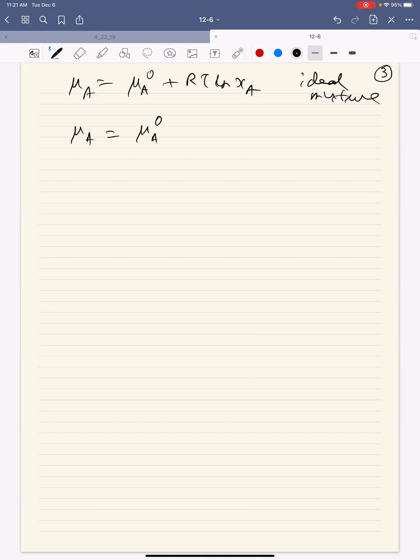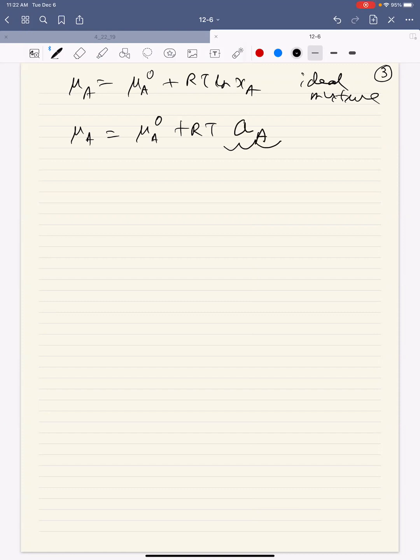Just like we have mu A equal to mu A naught plus RT ln XA, true for an ideal mixture, in reality this is not going to be true. If you could measure your mu A and have some reference mu A naught and look at your RT, this thing won't be XA. It will be something complicated. That thing is known as activity. It's written as a small a, with subscript A.